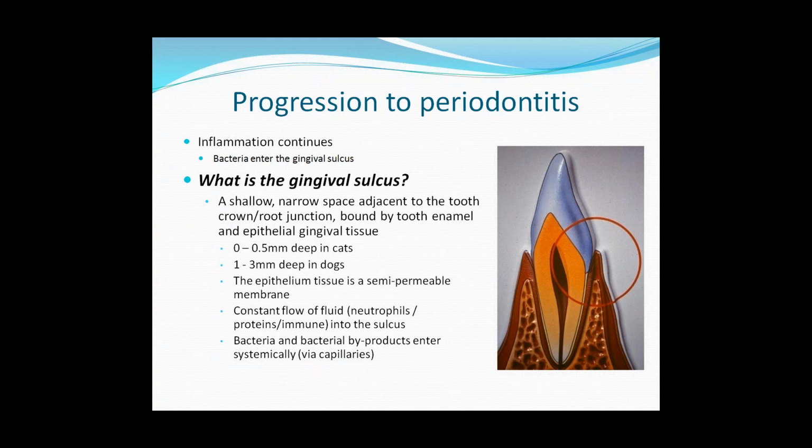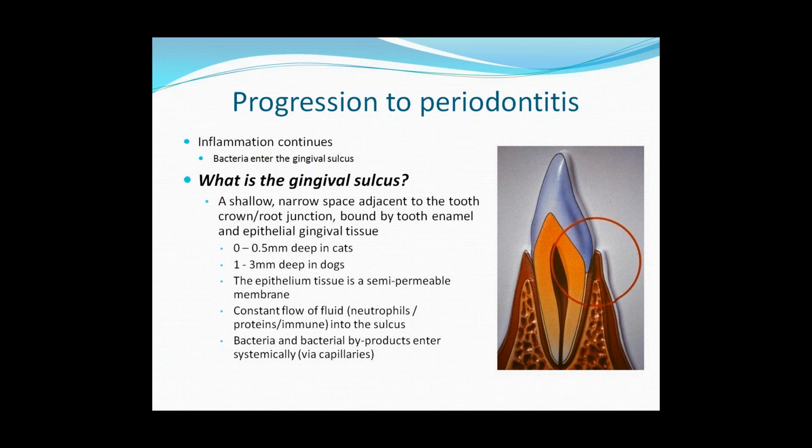So if the plaque attaches to the tooth surface and inflammation continues, bacteria then travel down into the gingival sulcus. And you can see by the diagram on the right-hand side here, the gingival sulcus is that shallow, narrow groove that is defined by the epithelium on the right-hand side. If we look in the circle where the gingival sulcus is, it's defined by where the epithelial lining is on the right-hand side of the sulcus and where the tooth is on the left-hand side. So it's bordered by tooth on the left-hand side and epithelium on the right-hand side.